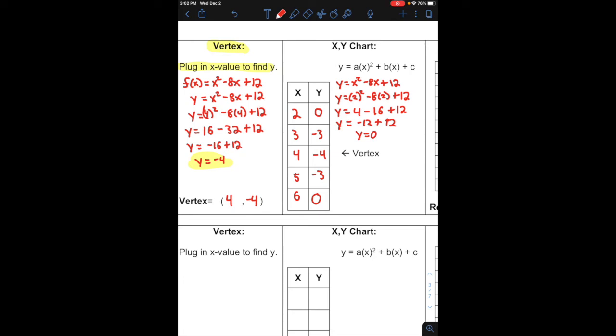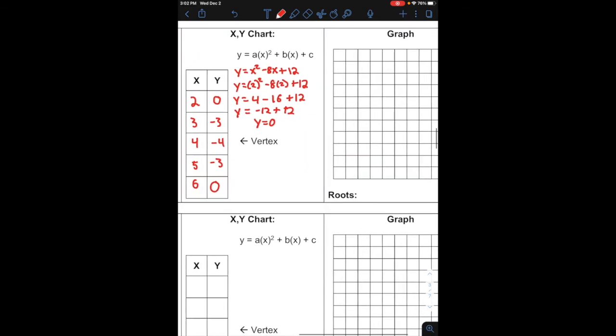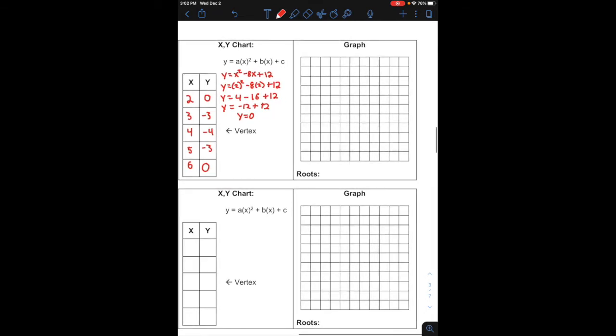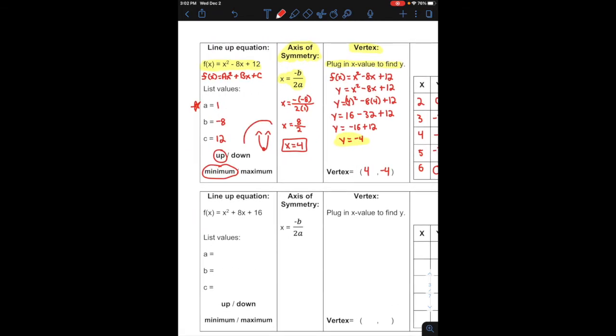When plugging in each of the x values, we should get the following y values, which we can use to graph on our coordinate plane. Since we are graphing a quadratic equation, what we should get is that U shape. And if we go back to that first step, we know that it's going to be facing up like a U with the vertex at the bottom.